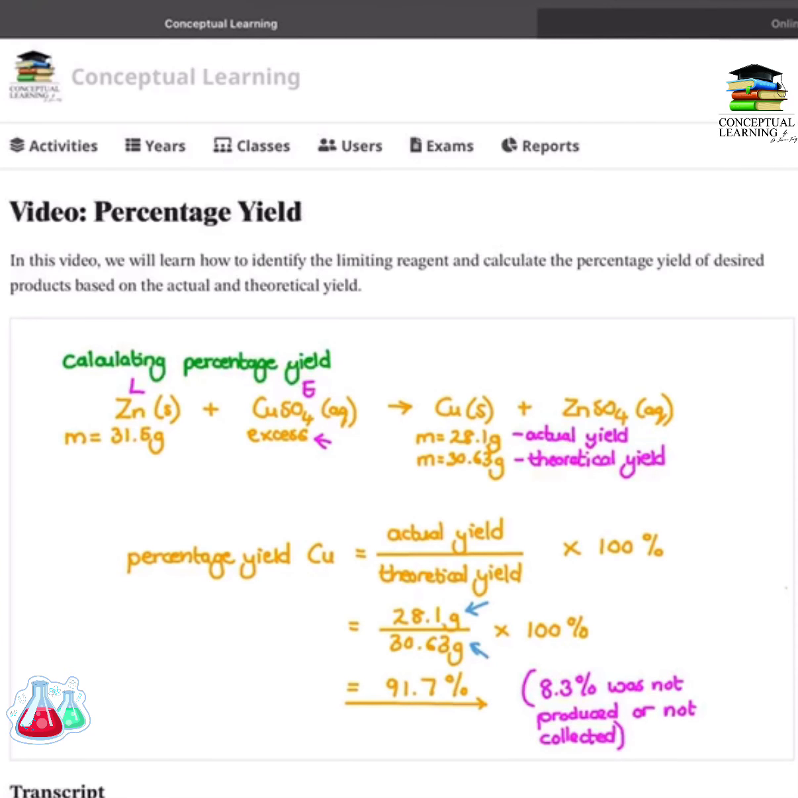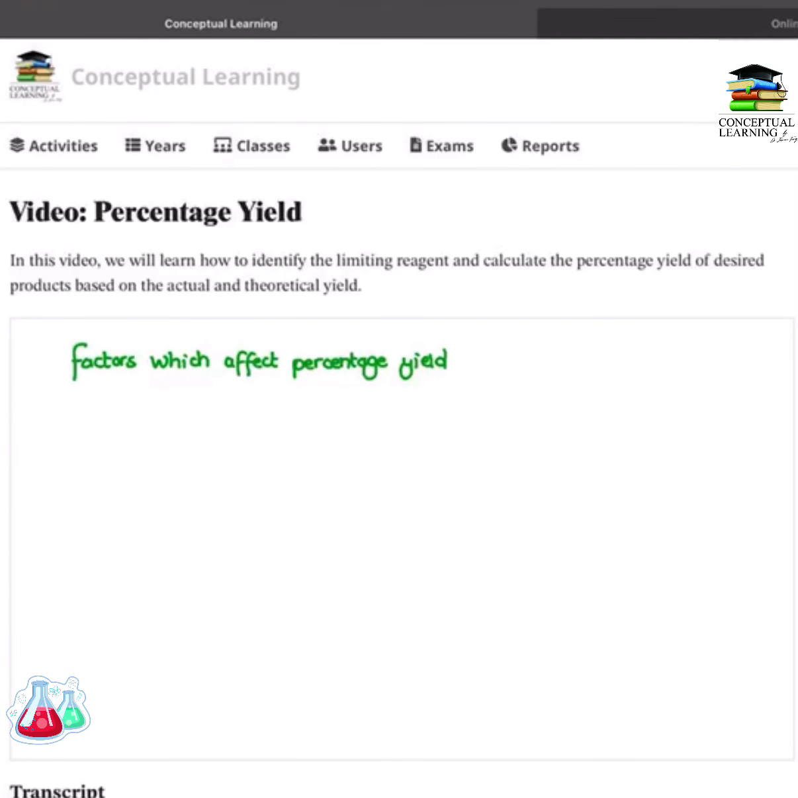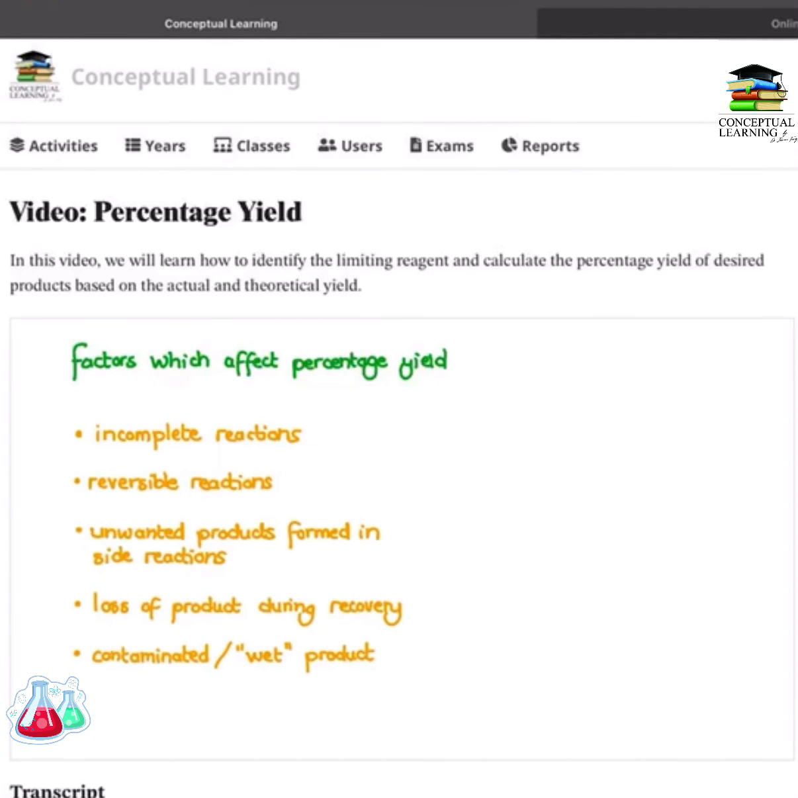In reality, an answer of 91.7% makes sense because the numerator is just slightly smaller than the denominator. This is often the case. Often the percentage yield is less than 100%, although occasionally it can be higher than 100%. Let's have a look at factors which affect the percentage yield. Some of these factors are listed here. The first 4 factors contribute to percentage yields being less than 100%, and the last factor causes percentage yields to be greater than 100% or at least greater than the realistic actual yield.